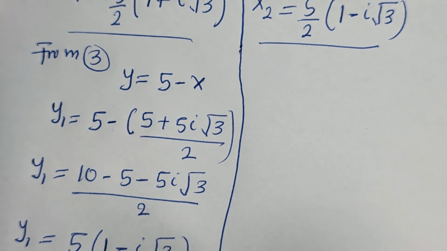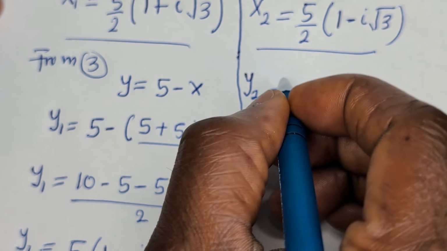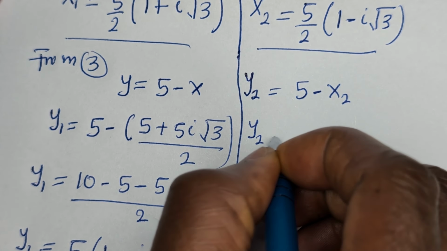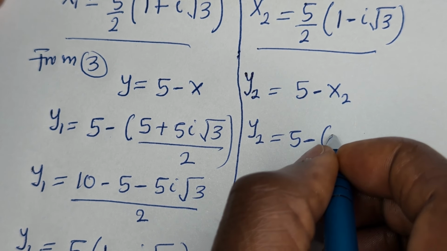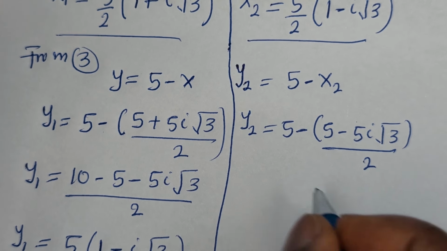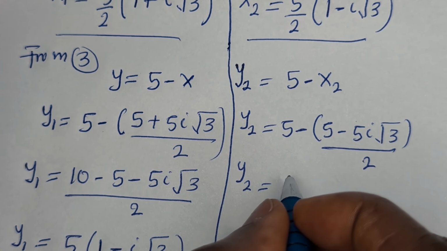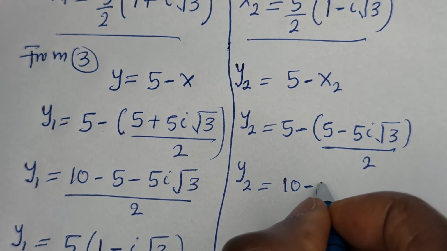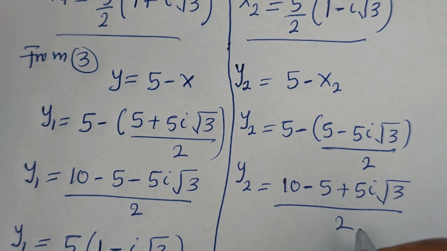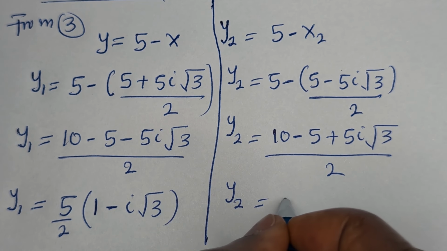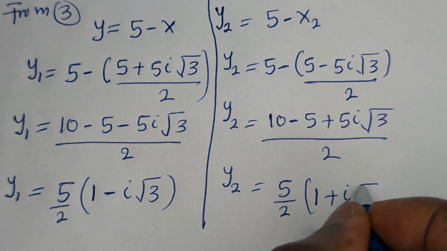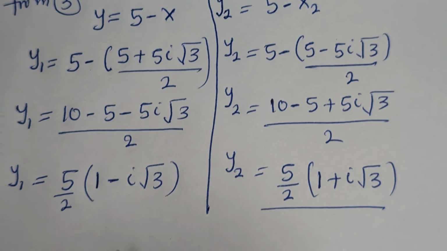Also, y2 is equal to 5 minus x2. Then y2 is equal to 5 minus x2, is 5 minus 5i root 3 over 2. y2 is equal to 10 minus 5 plus 5i root 3 over 2. y2 is equal to 5 over 2 bracket 1 plus i root 3. These are the values of y.